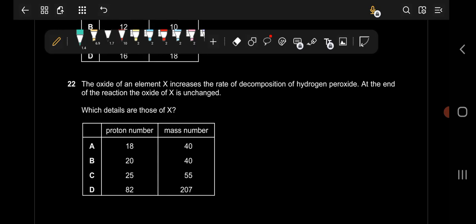So let's start with the first question, which says the oxide of an element X increases the rate of decomposition of hydrogen peroxide. At the end of the reaction, the oxide of X is unchanged. Which details are those of X? So first, they've given us some important information in the question itself.